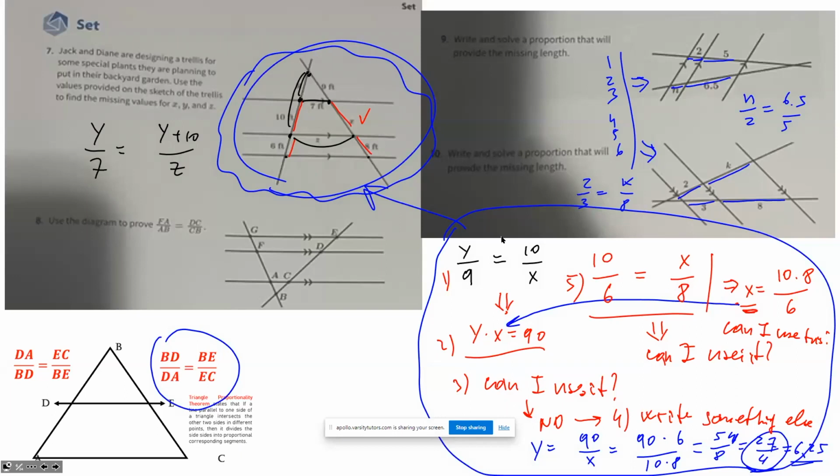So this is the proportion I wrote. Why? Because we looked at this triangle, small triangle, and then large triangle. So there's a small triangle, there's a large triangle. In small triangle, we've got y and 7. And in the large triangle, we've got y plus 10 and z. See what I'm saying? And of course, because the value of y is known, 6.25, we can solve this for z.